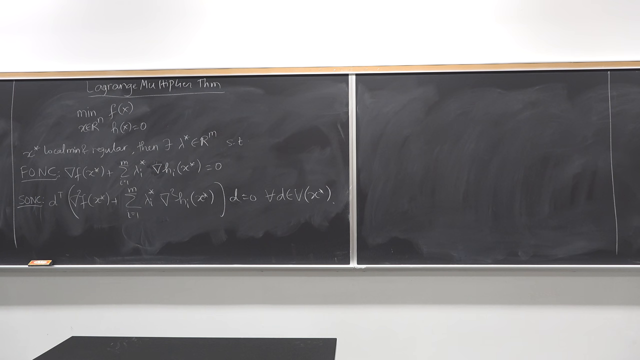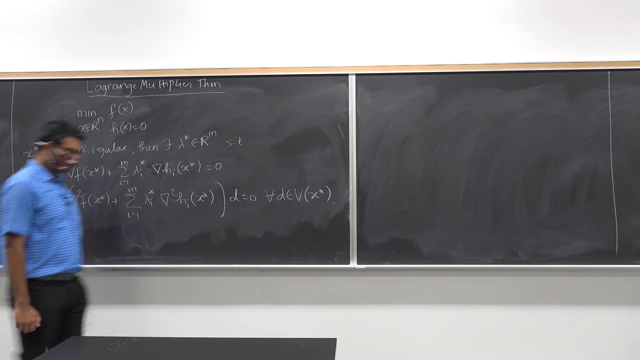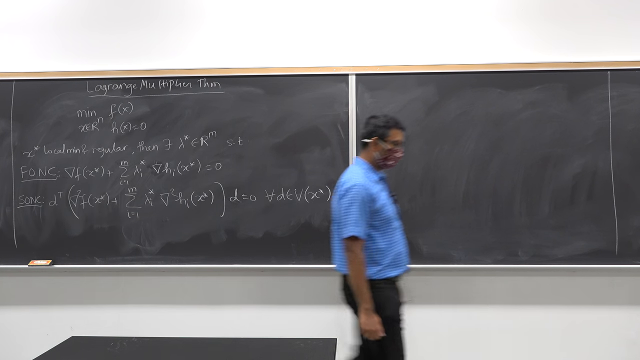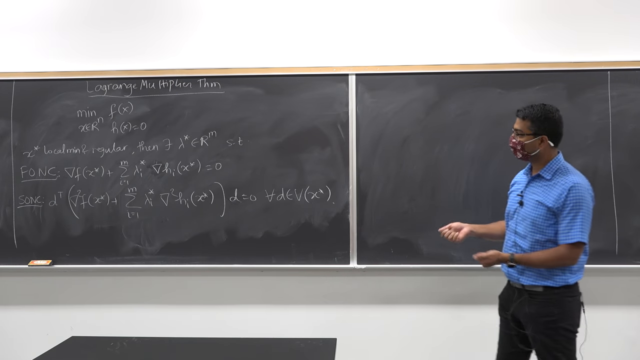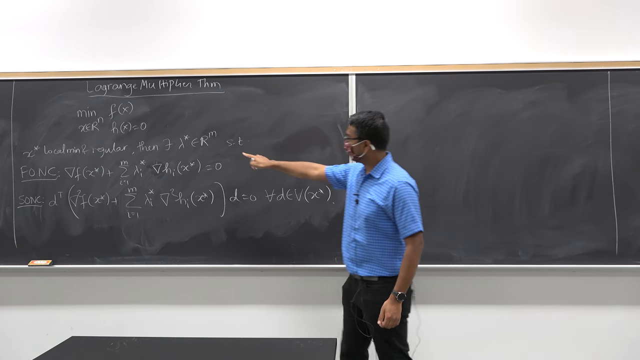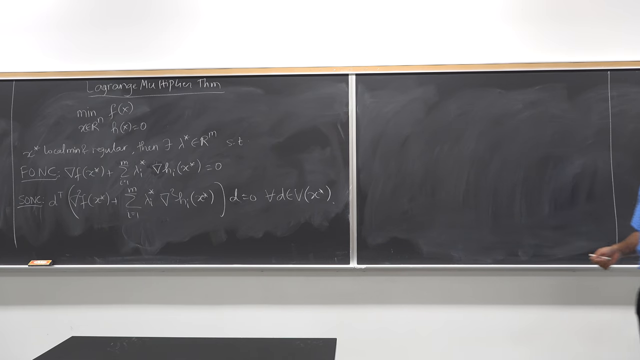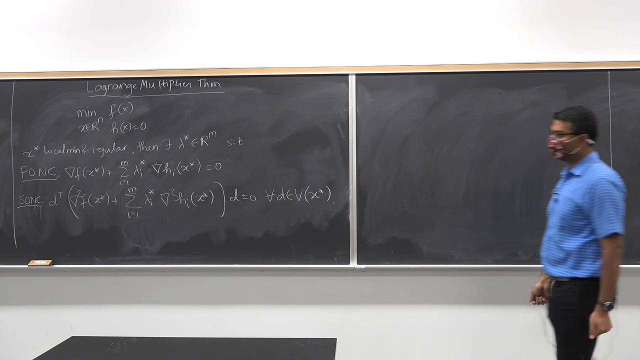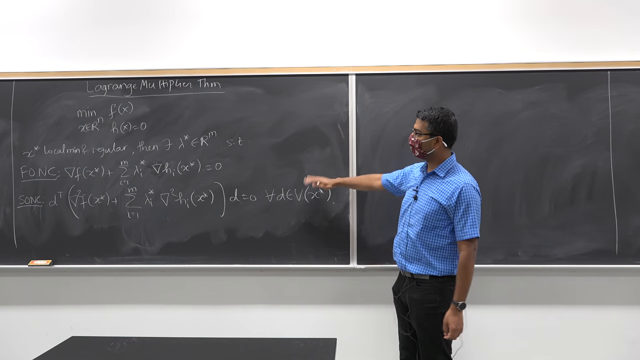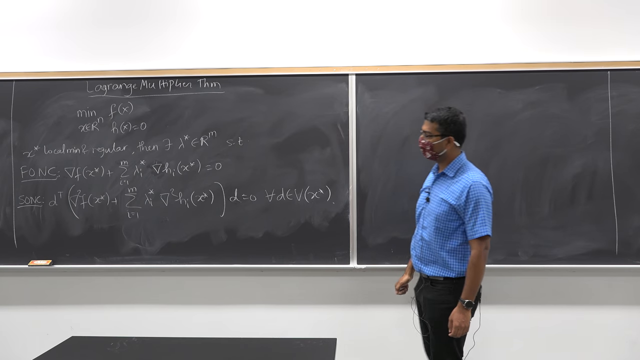Now remember, this is a necessary condition for optimality. So it's not just x star, but there also has to be a lambda star. Any x star, lambda star pair that satisfies these conditions is only a candidate for optimal solution. It need not be an optimal solution, because it only satisfies the necessary conditions for optimality.